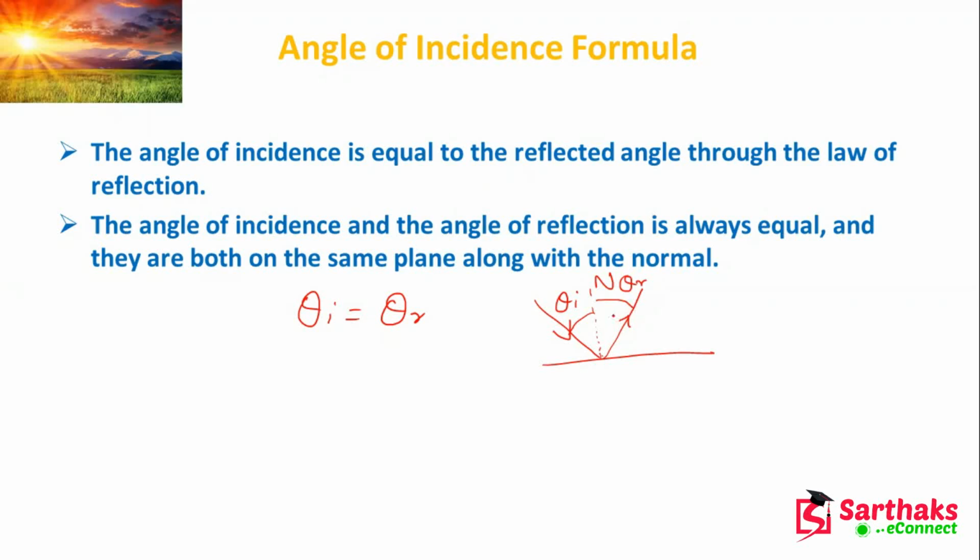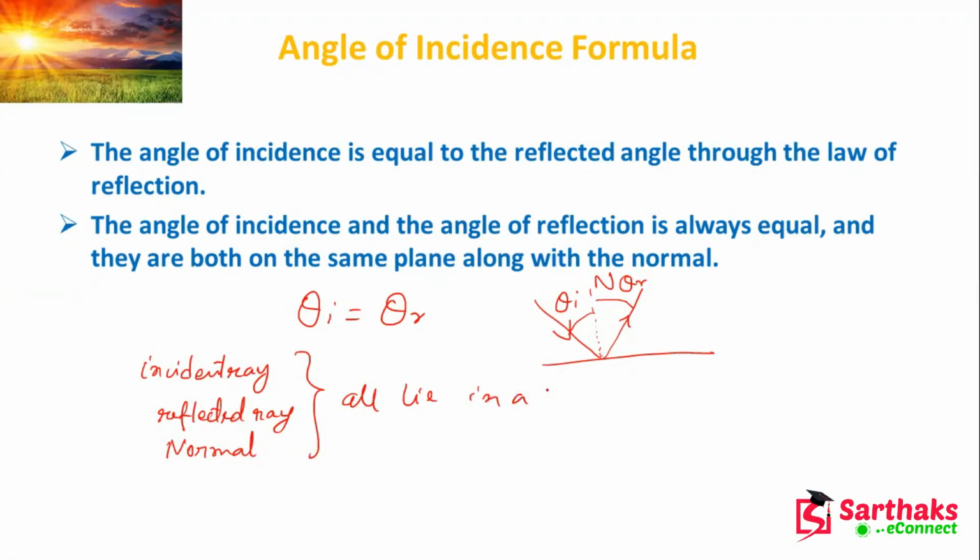So according to the law of reflection, the second part I have told you: the angle of incidence and angle of reflection are equal, and the incident ray, reflected ray, and normal all lie in the same plane. This is the second part of the laws of reflection.